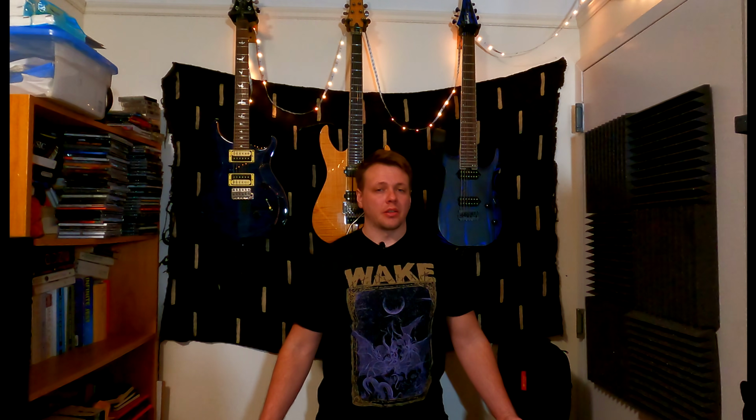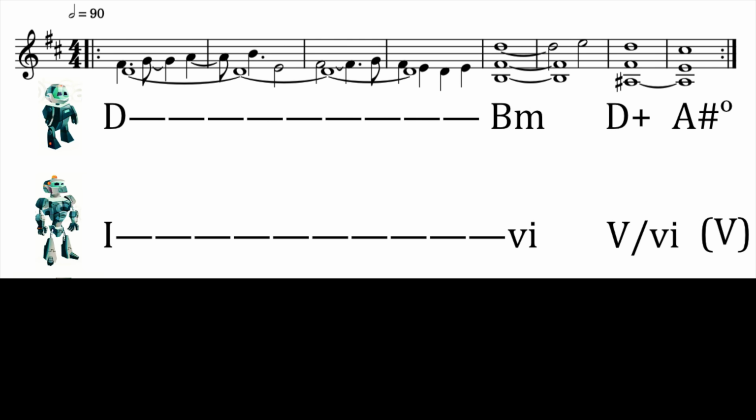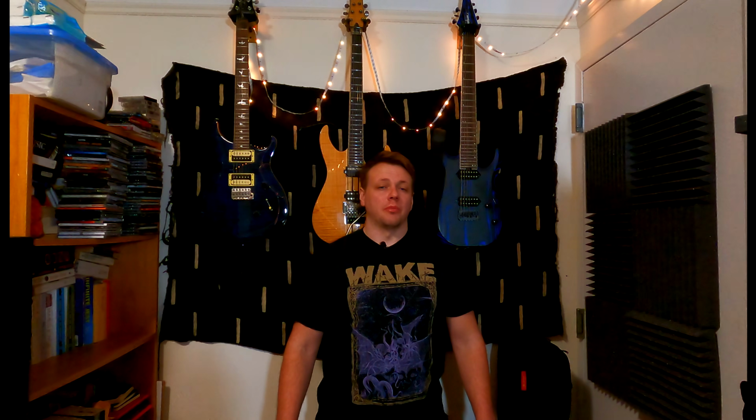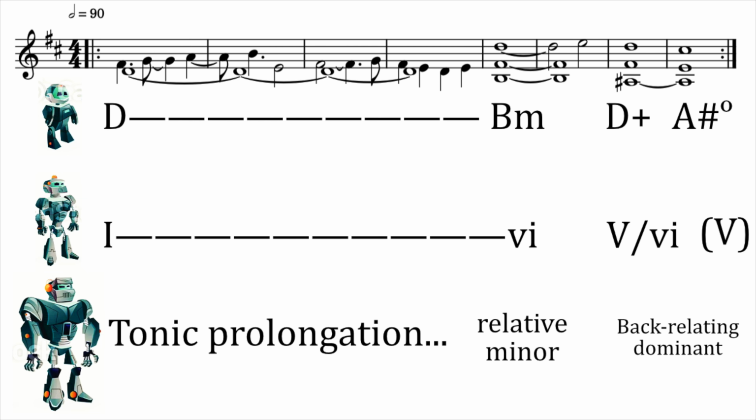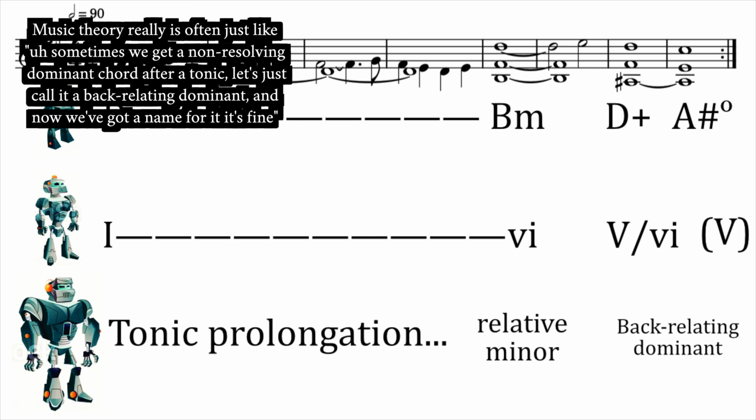So basically at a kind of zoomed out level, we have this phrase that goes from 1, D major, to 6, B minor, minor 6, and then we get 2 flavors of 5 of 6 with the D augmented, A sharp diminished. And if I'm a music theory robot who's read a few harmony textbooks, I can call this 5 of 6 a back-relating dominant, because instead of preceding the chord that it's the dominant of, it comes after.